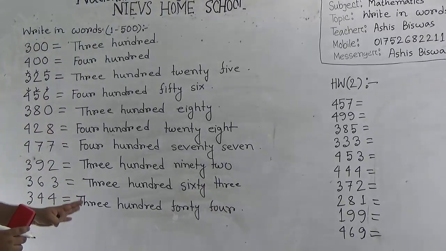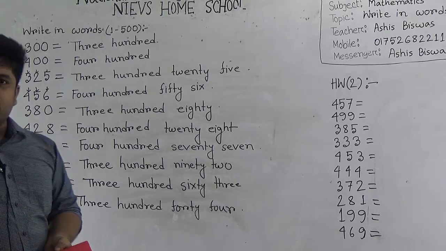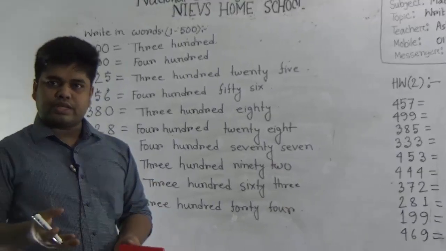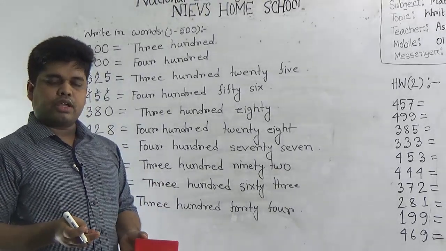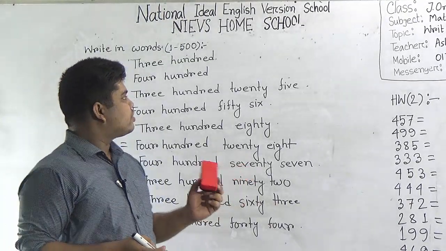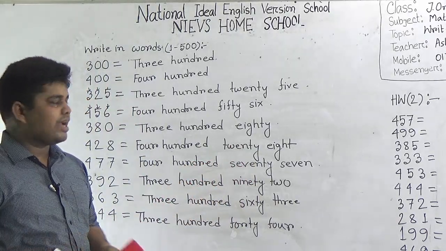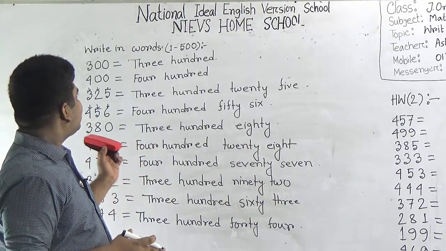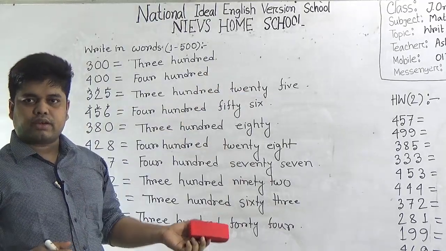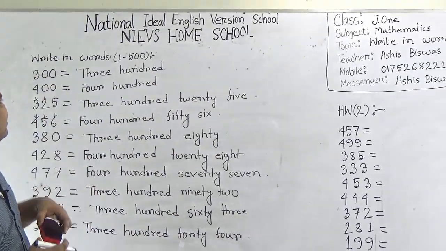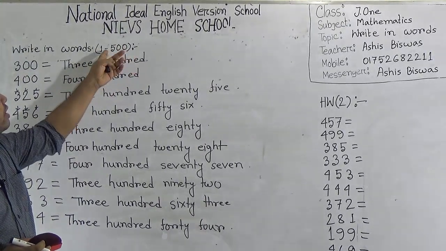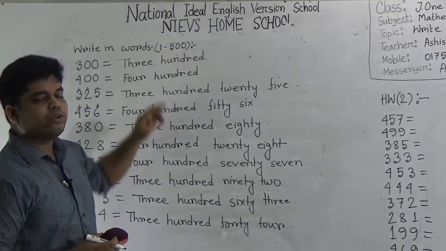I repeat, at first you want to memorize the spelling of 1 to 9, then you memorize 11 to 20, after 20, 30, 40, 50, 60, 70, 80, 90, okay, and last 100. So you at first memorize this spelling, after that you can write any number in words from 1 to 999, okay, 1 to 999, but we have only 1 to 500. So if you learn very carefully, then it is very easy to write any words from 1 to 500.